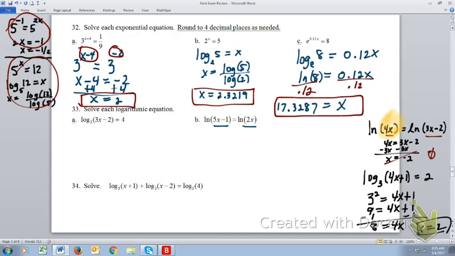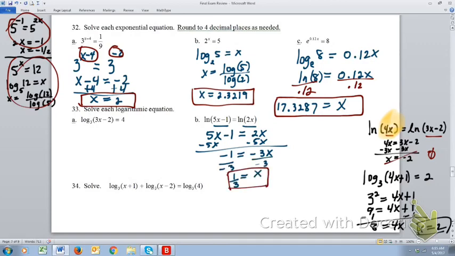So we want to set our inner parts equal, so 5x minus 1 equals 2x. Subtract 5x on both sides, divide by negative 3. We're going to get x equals 1/3. And if you plug 1/3 into each side, you end up taking the natural log of 2/3 on each side, and so you are equal, and you're certainly not taking the log of a negative. So that does work. So now let's look at A.